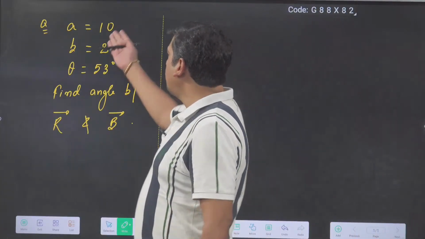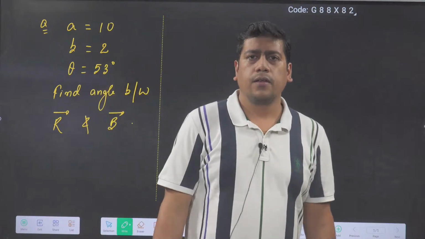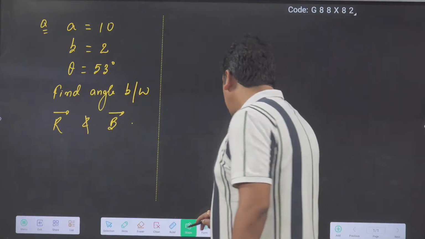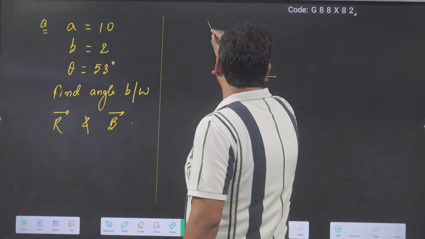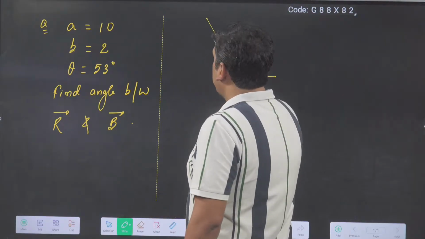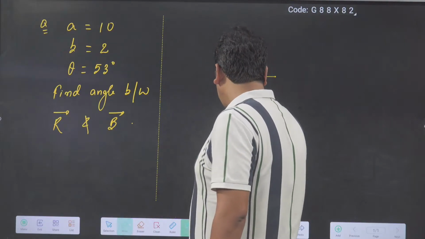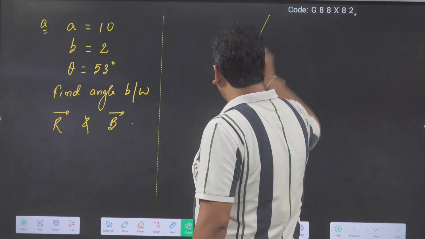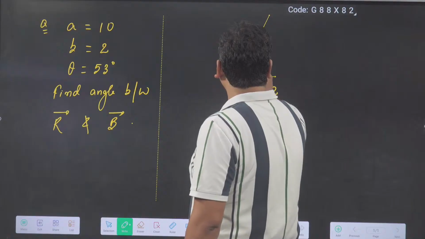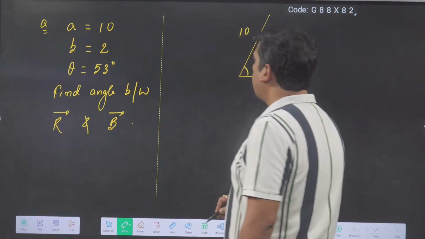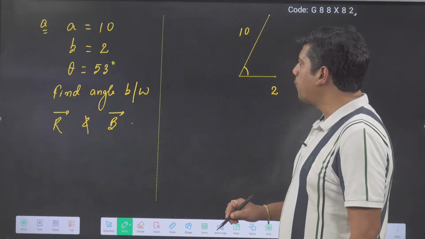A equal to 10, B equal to 2, right? Two vectors. One magnitude is 10, another magnitude is 2. Let's say like this. The angle is 53 degree. Let's say this is magnitude 10, this is magnitude 2. Angle between them is 53 degree. Find angle between R vector and B vector.